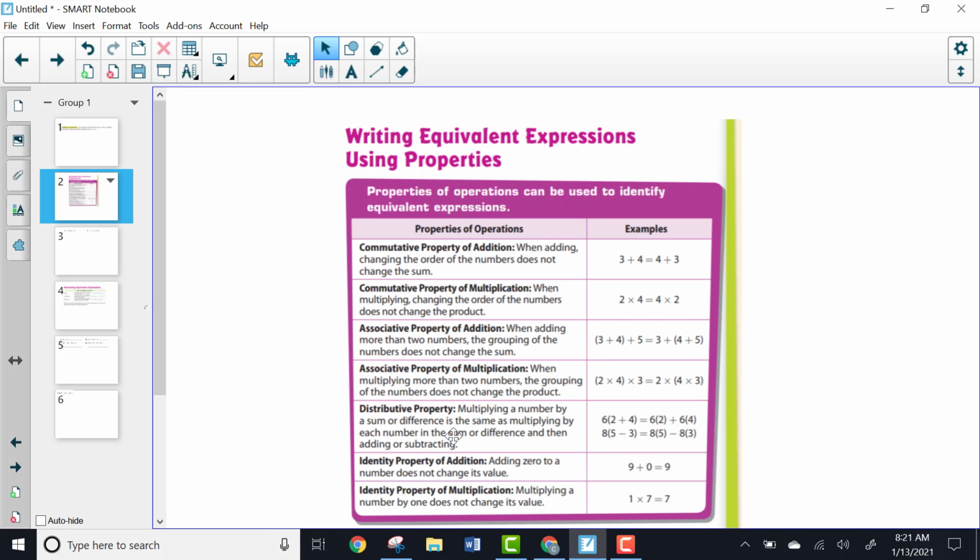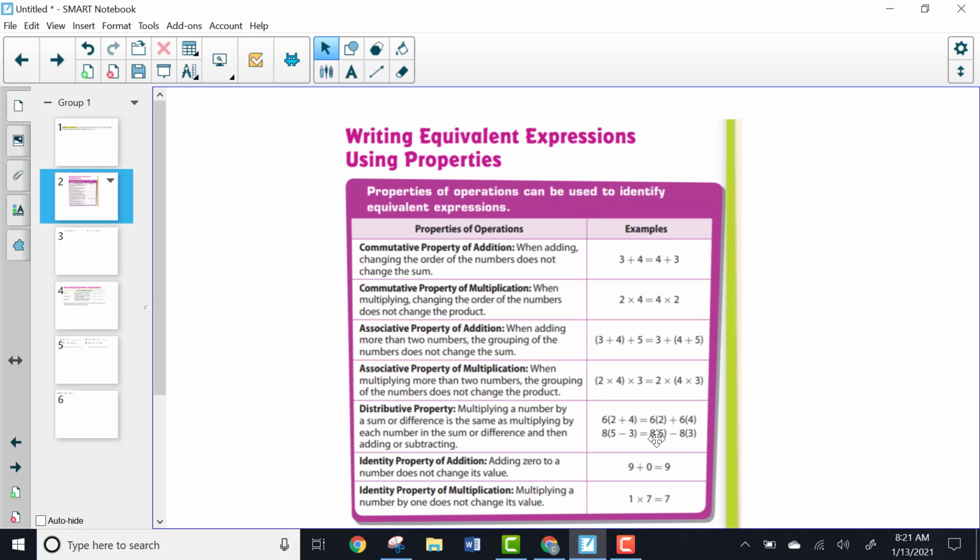Now, one that we're going to be looking at a lot throughout today's lesson is the distributive property. Multiplying a number by a sum or a difference is the same as multiplying each number in the sum or difference and then adding or subtracting. For example, if I multiply 6 times 2, that gives me 12. 6 times 4 gives me 24. 12 plus 24 gives me 36.